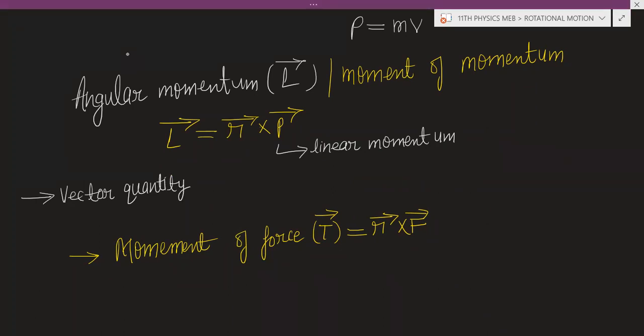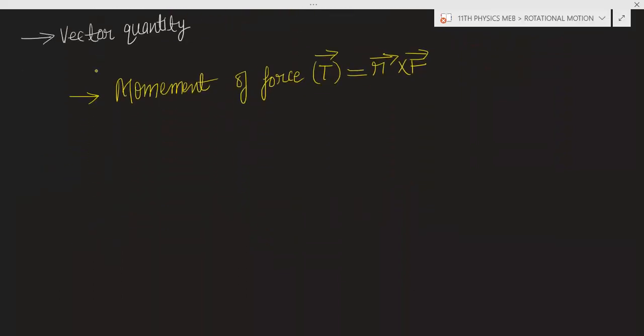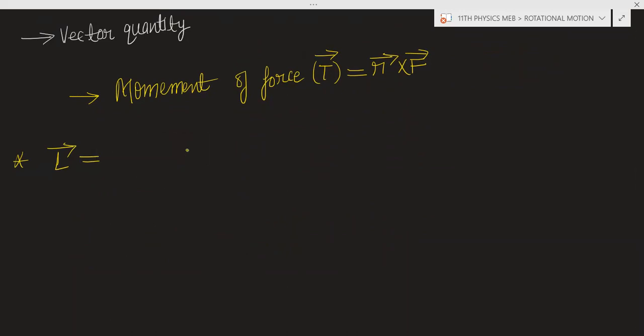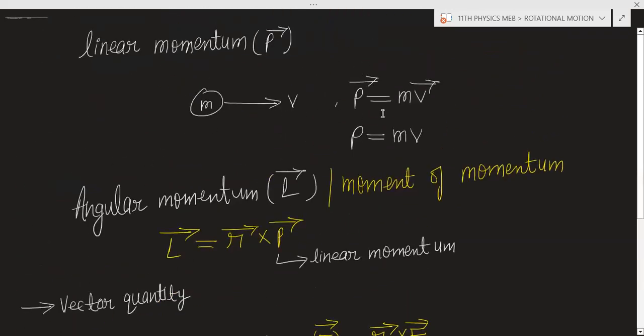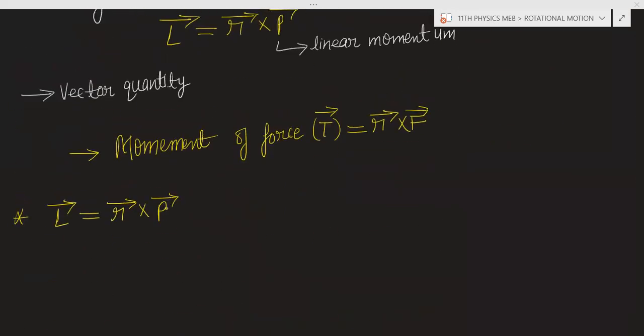Now, angular momentum can be written in some other form also. For example, angular momentum is given by L is equal to R cross P. I told you, R vector cross P vector. So now, what is the value of the P vector? I told you, M into V vector. Linear momentum vector is equal to M into V vector. So I can write, instead of this P vector, M into V vector.